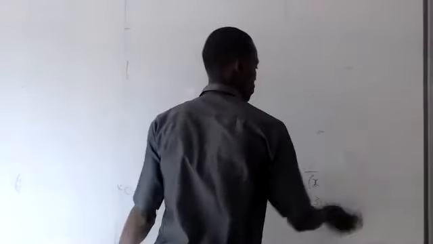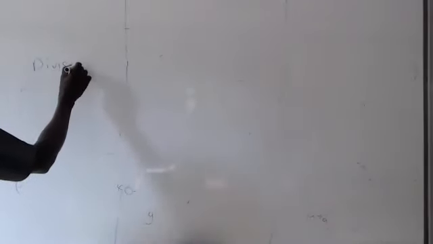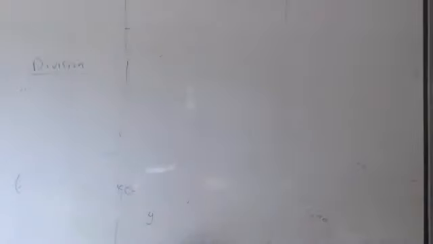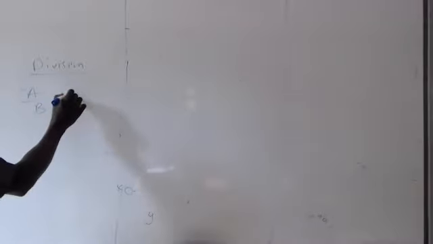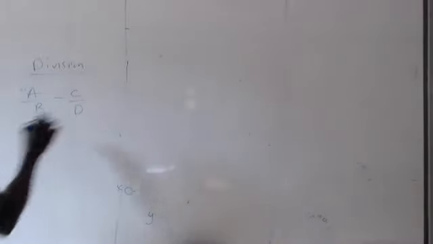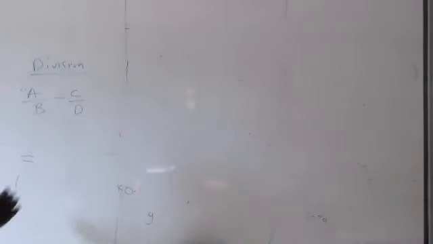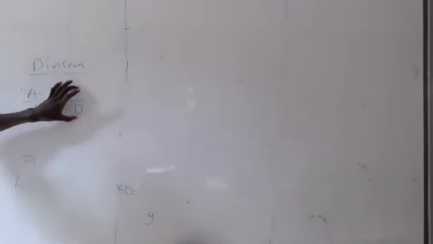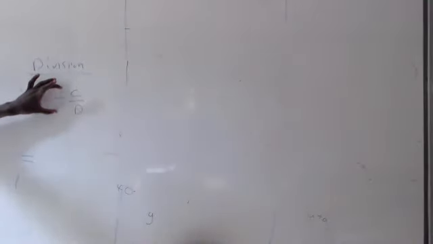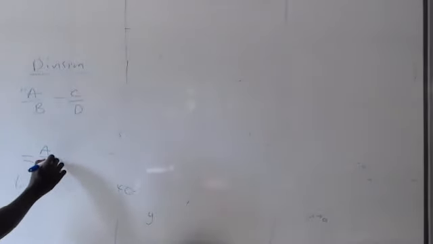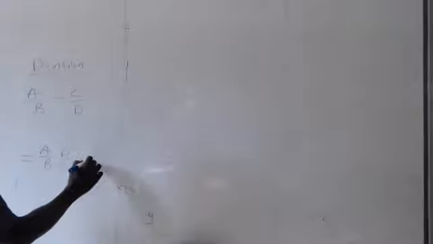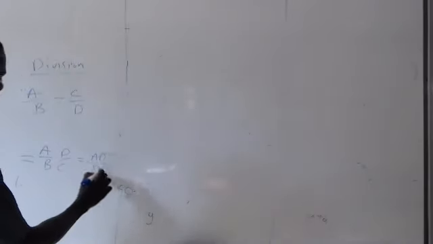The next operation is division. Just as you did with the fractions, let's say a divided by b, when you want to divide this by c divided by d, the idea is to invert the second expression and then change from division to multiplication. So this should be a divided by b times d divided by c, which is ad divided by bc.